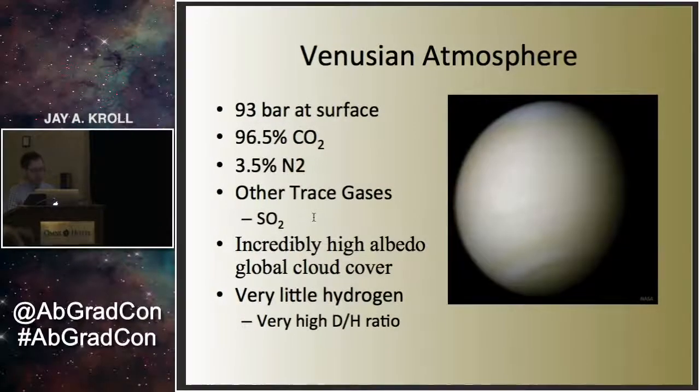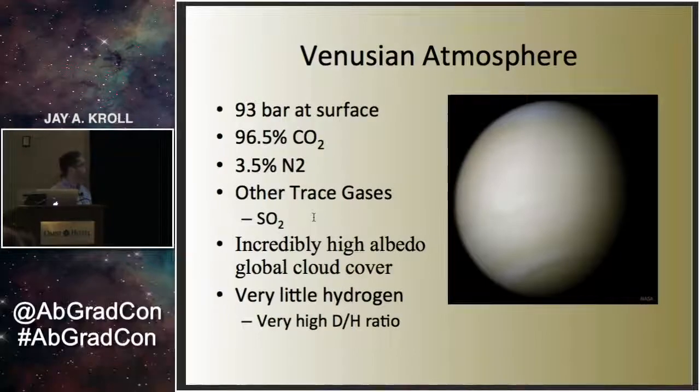And if we take a look at its atmosphere, that's a little bit easier to explain. The surface pressure is 93 bar. It's almost 100 times more pressure at its surface than on Earth. And that atmosphere is almost entirely carbon dioxide. And so it has this incredibly potent greenhouse gas atmosphere. There's some nitrogen as well as some other trace gases, most notably SO2.